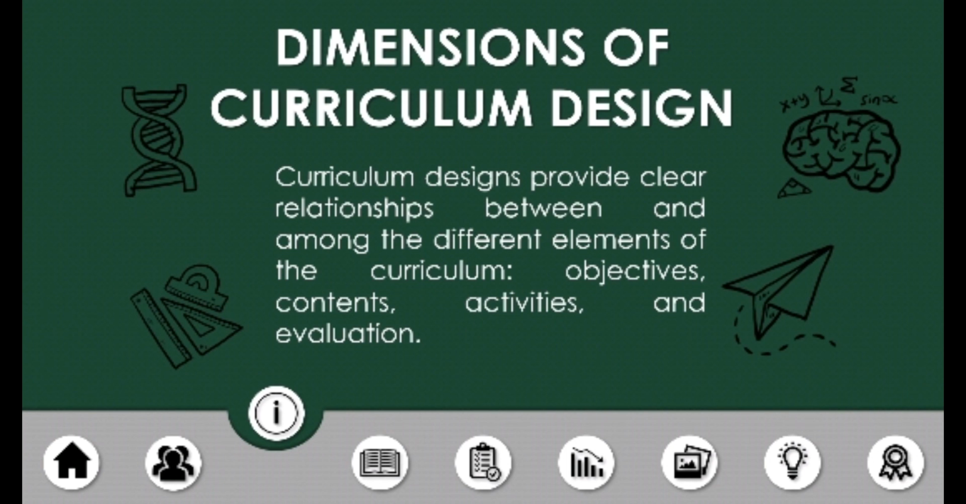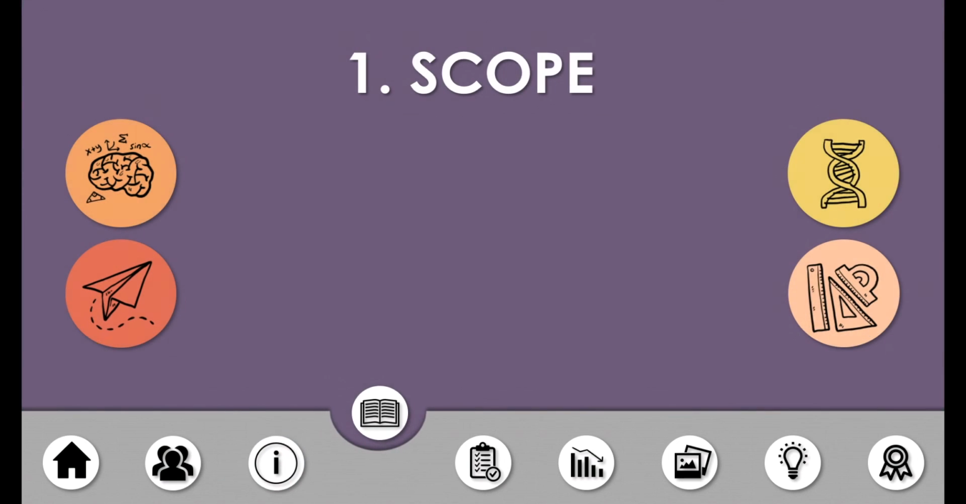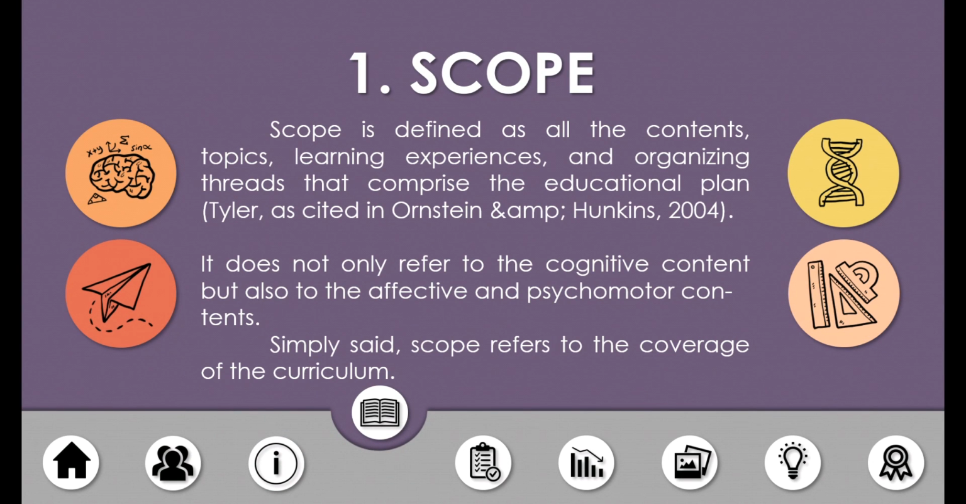Okay, now let's start discussing the dimensions of the curriculum design. First one here is the scope. From the word itself, scope, I guess we are very familiar with this one. It means coverage. It's like the boundary. It starts from here and it ends here. So that's what we call scope.